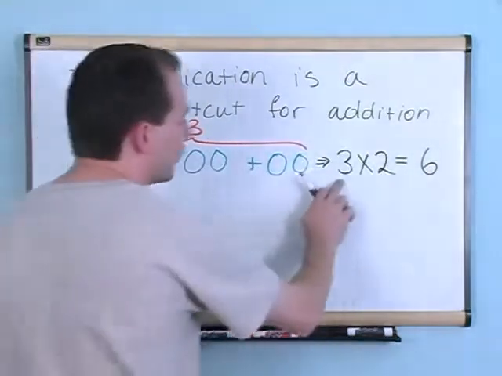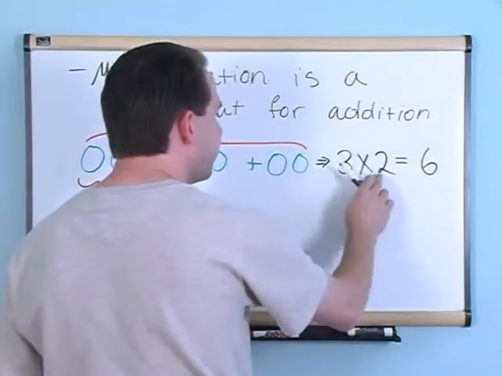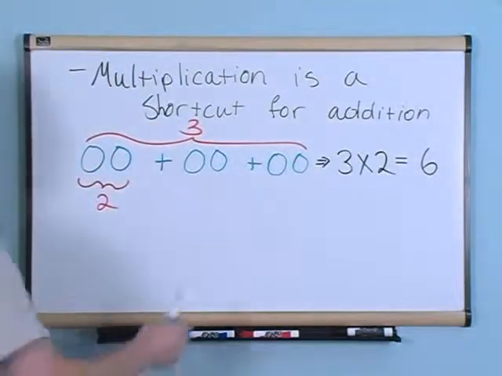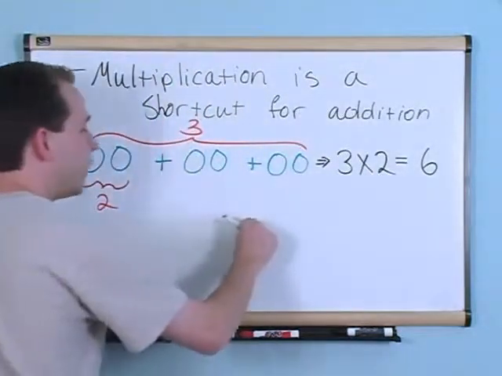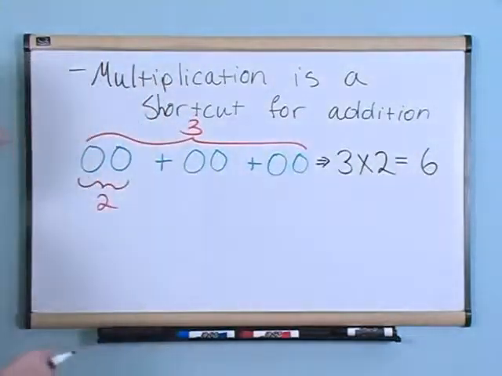And congratulations, by the way, you've just learned your first multiplication. 3 times 2 is 6, okay? Now, anytime you see multiplication like this, you can draw it out, and you can add it up, and you can figure out the answer.